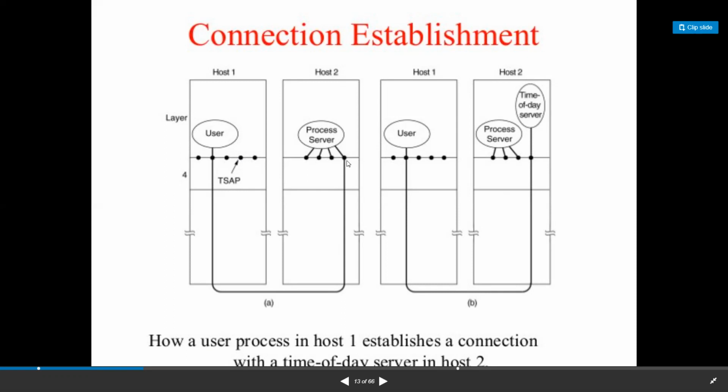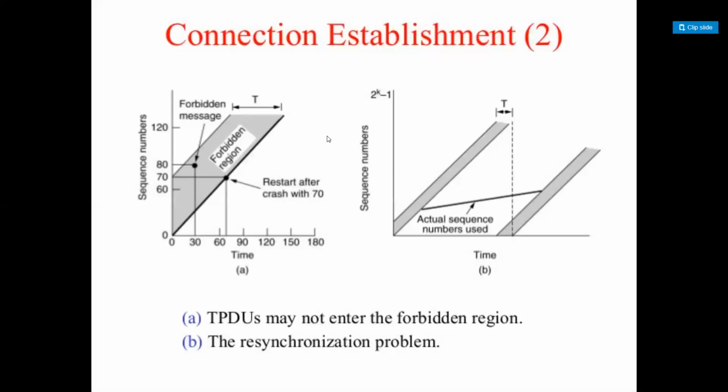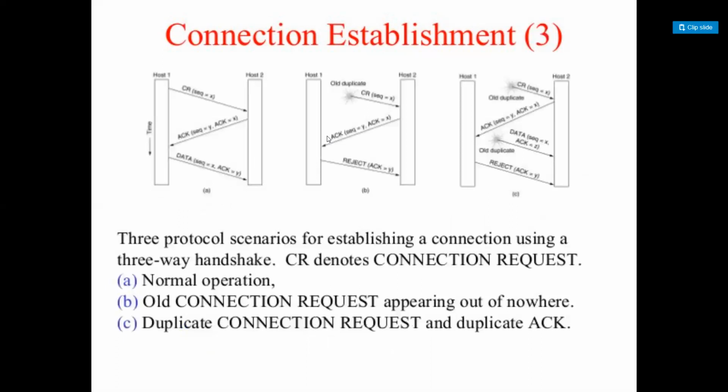Process server means, in the first diagram, how a user process in host 1 establishes a connection with a time server. In the first one there is no time delay. Directly it will connect. In the second diagram, there is some time delay at host 2. Coming to the connection establishment, this part is not required for you.